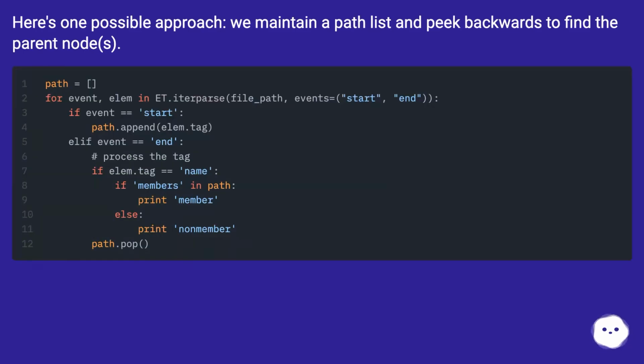Here's one possible approach: we maintain a path list and peek backwards to find the parent nodes.